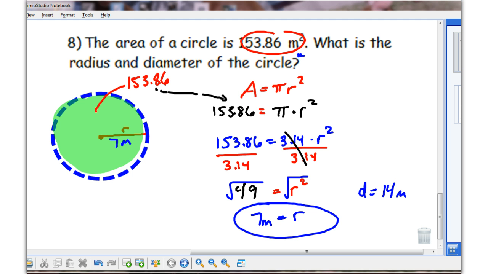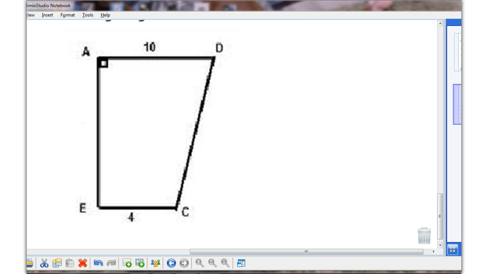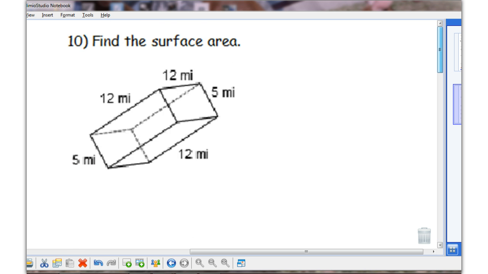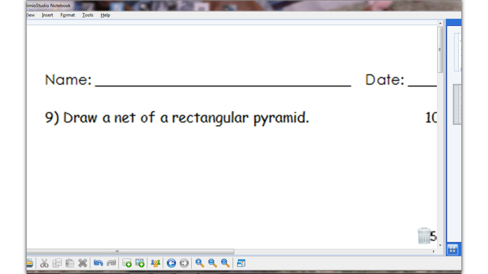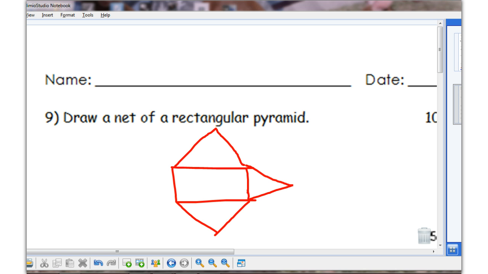Okay, number 9. Net of a rectangular pyramid. We've actually seen a couple of those already, but draw a rectangle. Any size will do. And we will have, it's not too good, but anyway, we have 4 different triangles. And as I was talking about before, these 2 triangles are going to be congruent, and then these 2 triangles are going to be congruent.